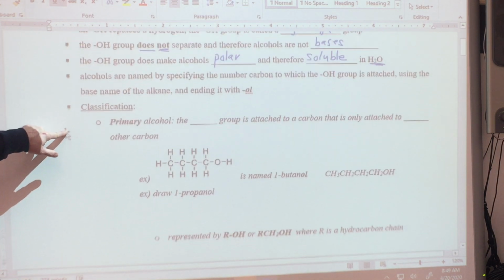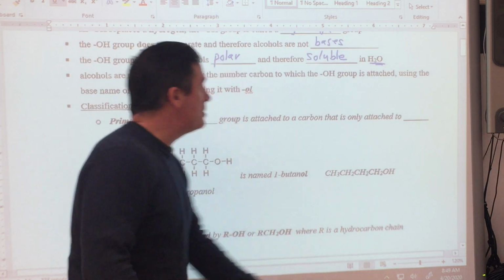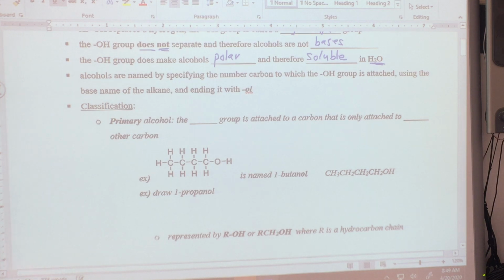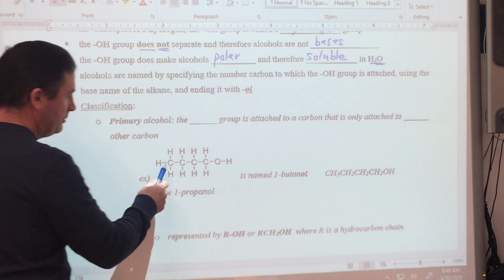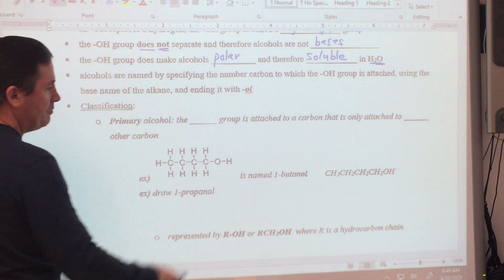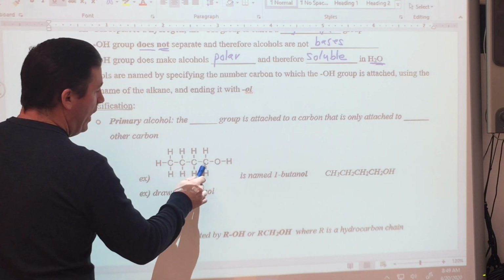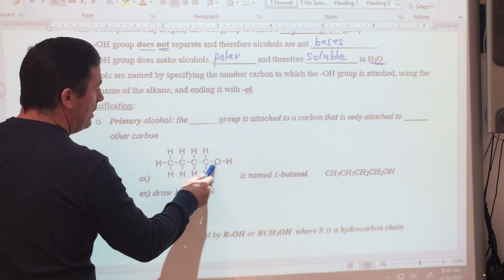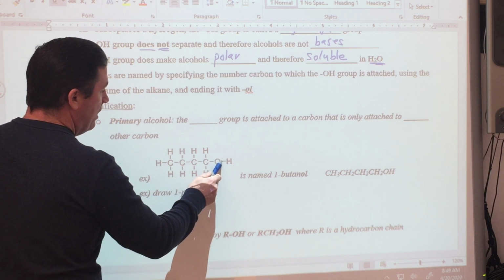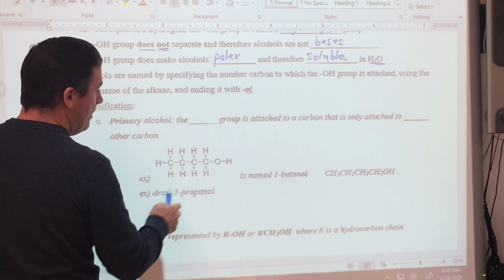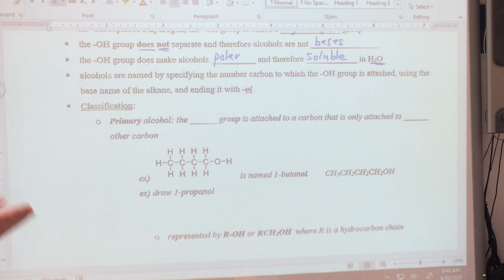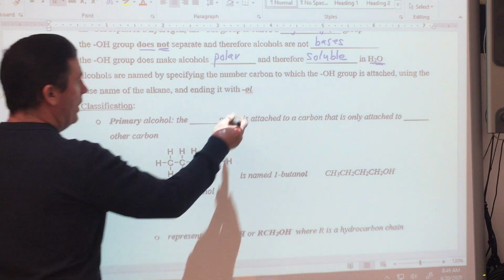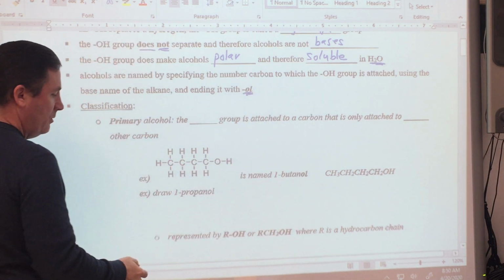All right? How do we name these things? Well, you find what the longest chain is. You also name what carbon onto which the hydroxyl group is attached. And then you finish it off by putting the chain name with OL. Okay? So alcohols are going to end with OL.